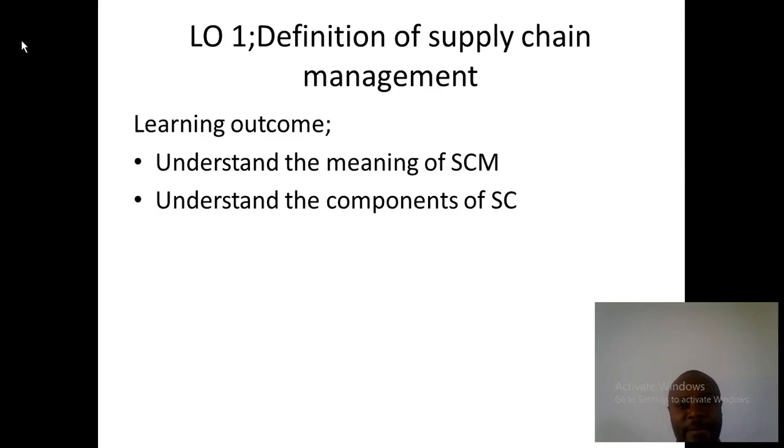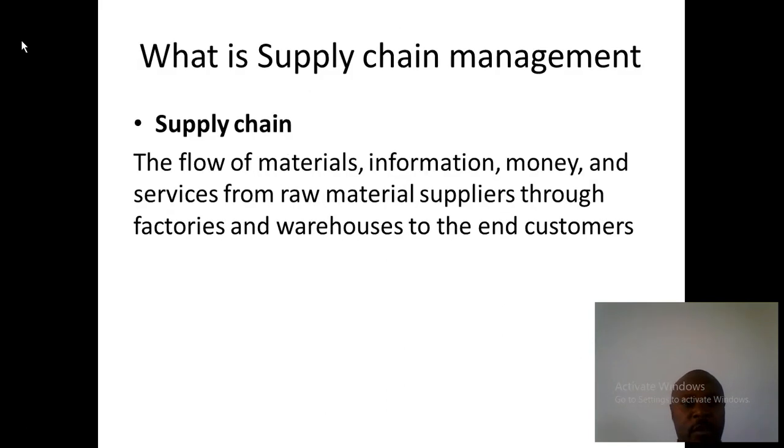When we talk of supply chain management, we are talking of the flow of materials, information, money, and services from raw material suppliers through factories, warehouses, and to the end customers. The first activity in supply chain is movement of materials from suppliers. Suppliers, we are talking of the primary industry. That is basically farms and mines.